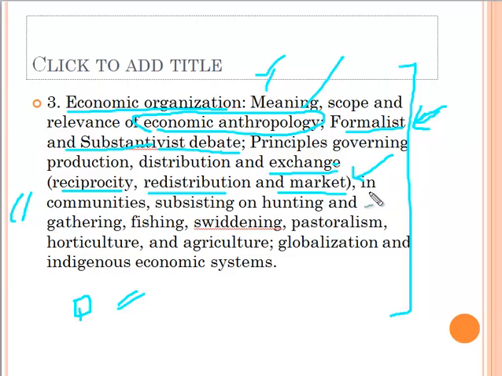Then communities subsisting on hunting and gathering, fishing, swidden cultivation. So all this is also very, very interesting. That means you will learn the different characteristics of the hunting society. Hunting and gathering. Hunting means killing the animals, and gathering means gathering the different berries and different roots, fruits, flowers, and all those things. In gathering it will also come that the dead animals you can also gather. That is also called scavenging.